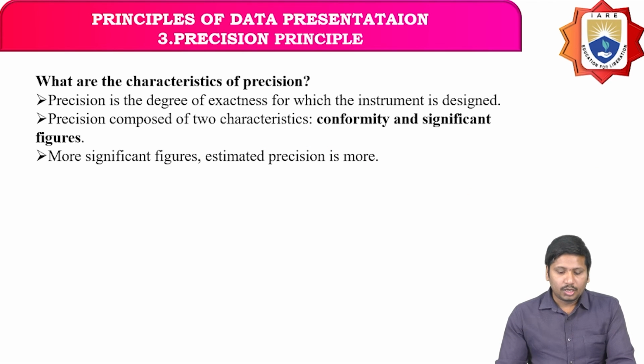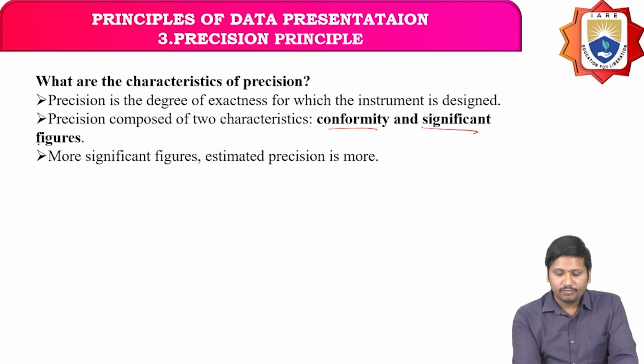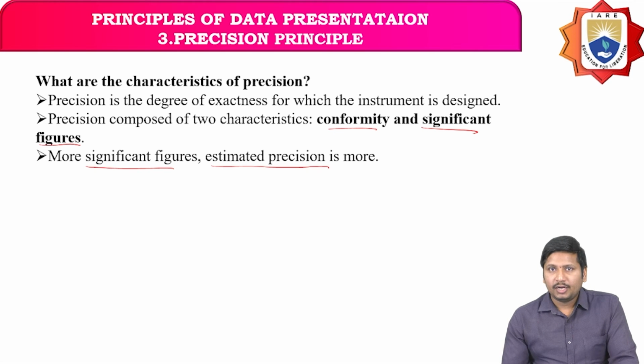And next, what are the characteristics of precision? Precision is the degree of exactness for which the instrument is designed, and the characteristics of precision are of two types. First, conformity, and then significant figures. The more significant figures, the more the estimated precision should be. So the characteristics of precision are conformity and significant figures.